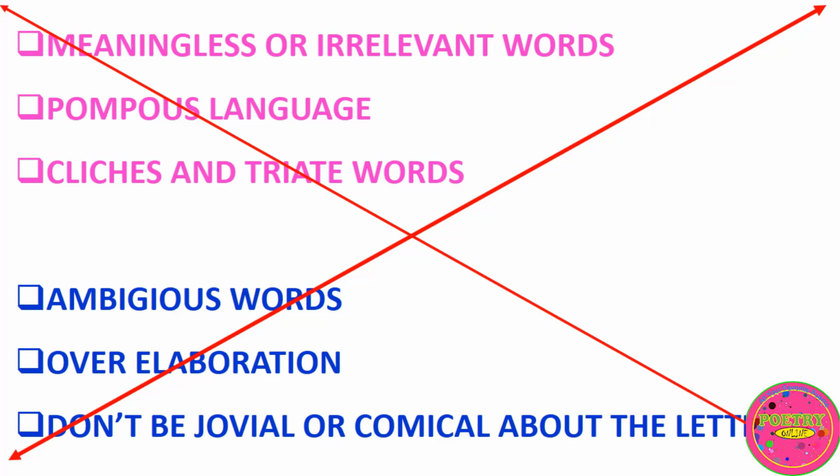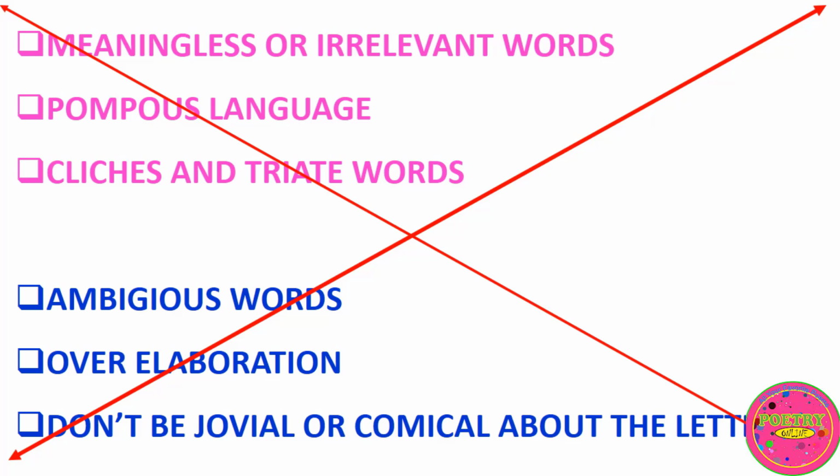Over-elaboration only means that the candidate is not sure of what he's writing, or the candidate does not know what he's writing. Hence, he tries to explain the same point in different ways to the understanding of the examiner.